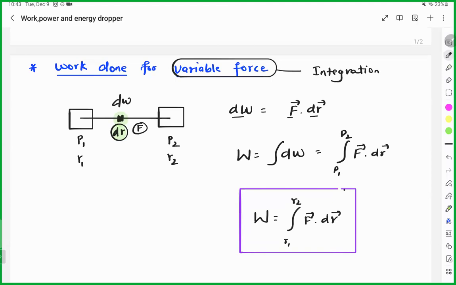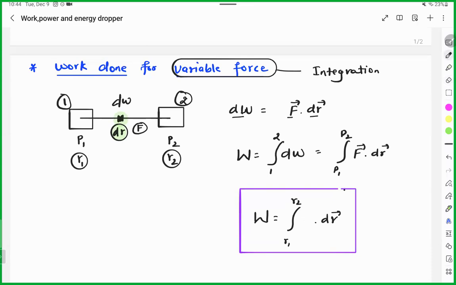If you keep on adding small work, you will get the complete work from the first point to the second point. Correct? From 1 to 2, if you take, you will get total work done W. W is total work done. And in this work, you are integrating from the first point to the second point, P1 to P2, or in the form of the displacement, R1 to R2. Understood? Any doubt?